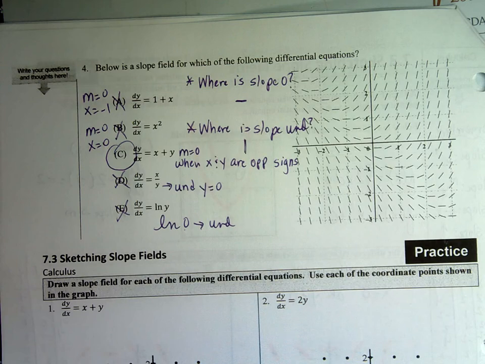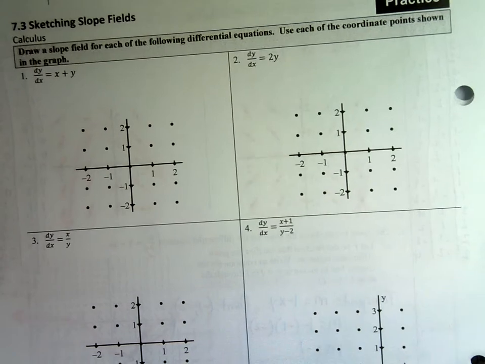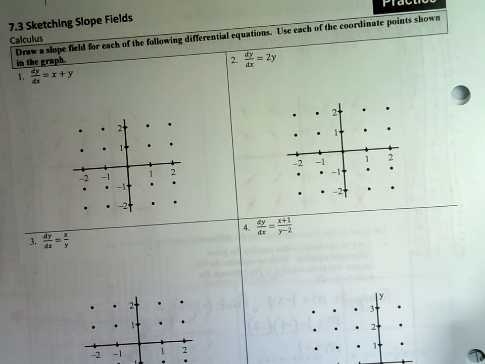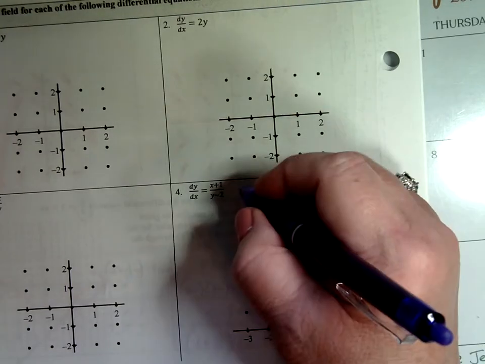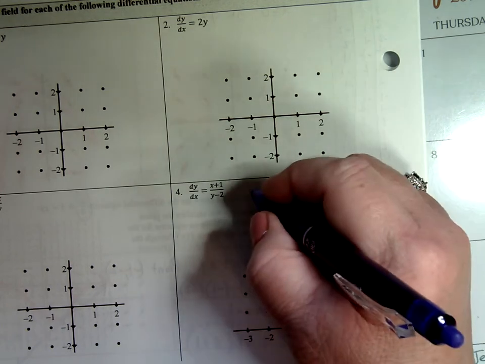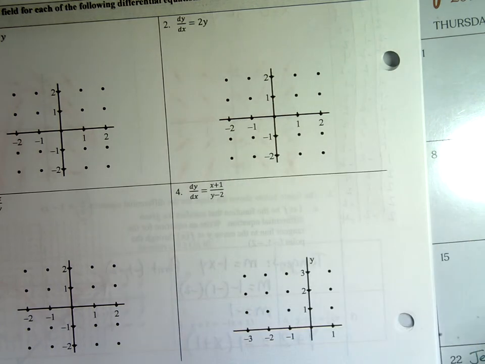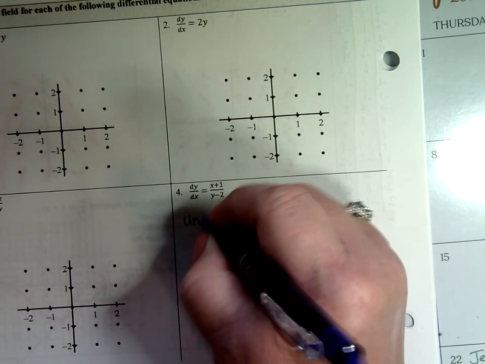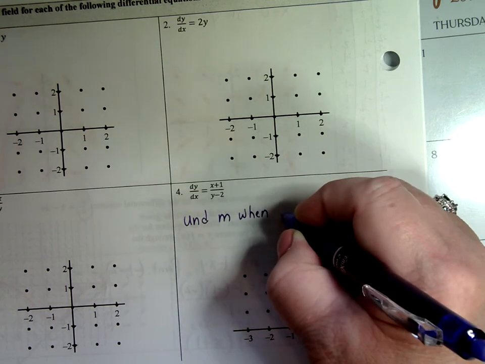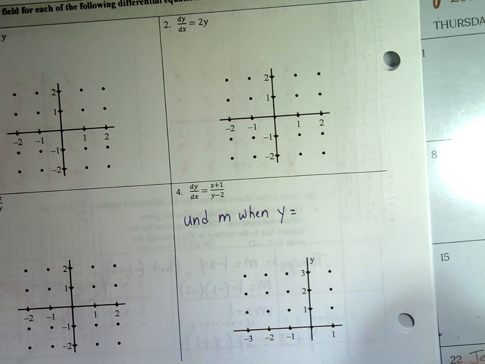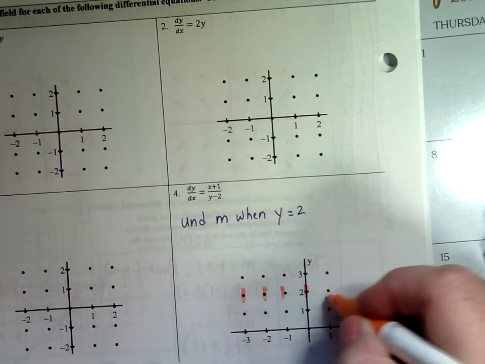All right. Let's pick some practice problems to do. The beastiest on this particular page is number 4. And it's really ugly. And there's no easy way to do it. I guess the one thing that you can do, let's see if we can eliminate some stuff. I know that it's going to be undefined when the denominator equals 0. So let's start with that. Undefined slope m when the denominator equals 0, when y equals 2. So when y equals 2, all of those values have to be undefined. Vertical tangent lines.